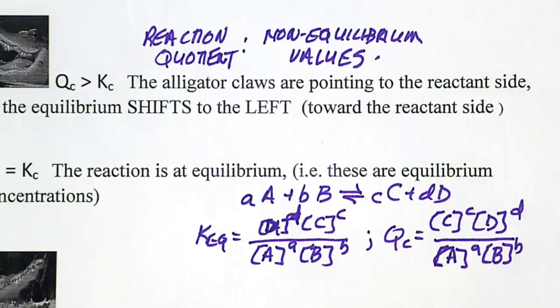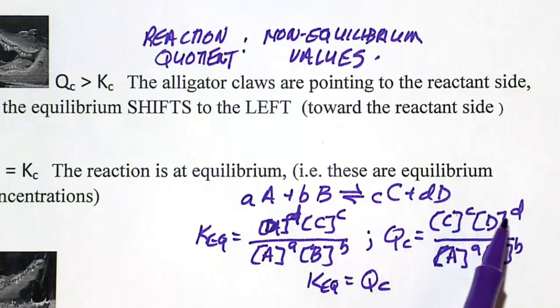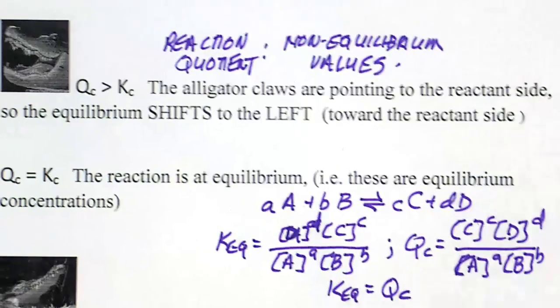The difference between Keq and Qc: if they are equal to one another, then we automatically know that the concentrations you're given are the equilibrium concentrations. That is, C and D and A and B are the reaction's final equilibrium concentrations. That's where they will settle. But if there's an inequality, you have to realize that the reaction is going to shift either to the left or to the right of the equilibrium. So that's where the alligator clause comes in.